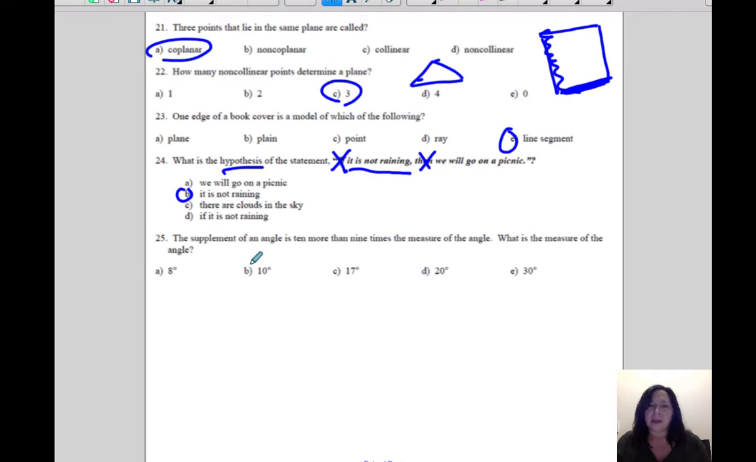Now this one is, like with the other review and this review, we've done a ton of these. So hopefully by the time you take this midterm, you're going to be pretty good at this.